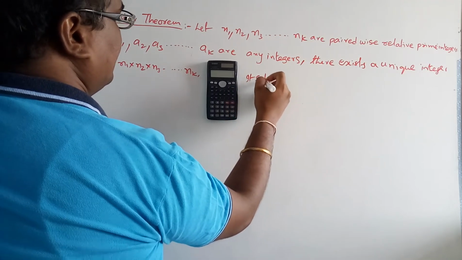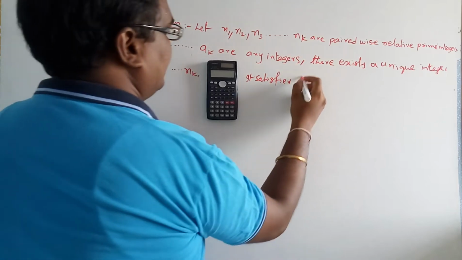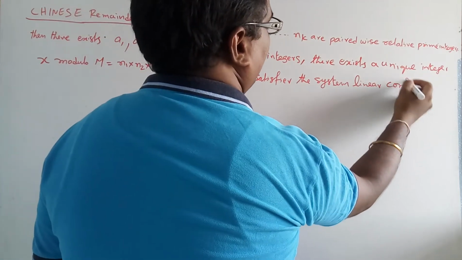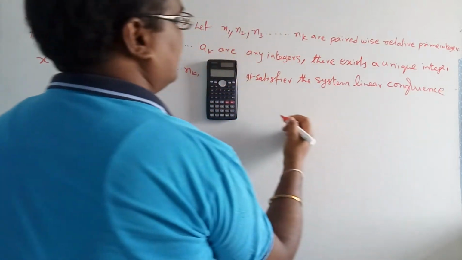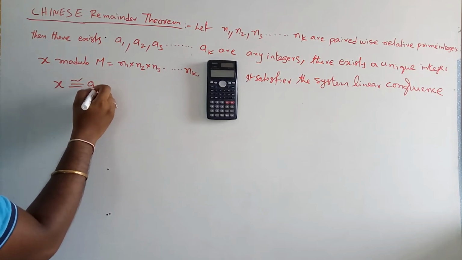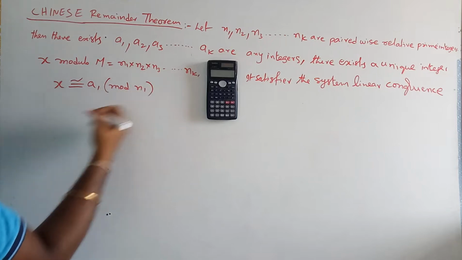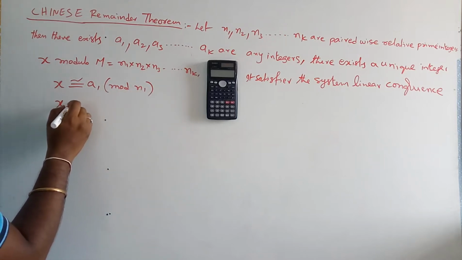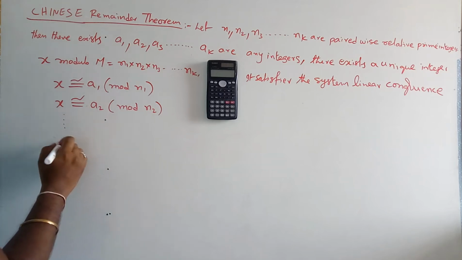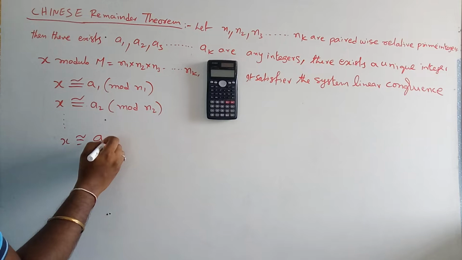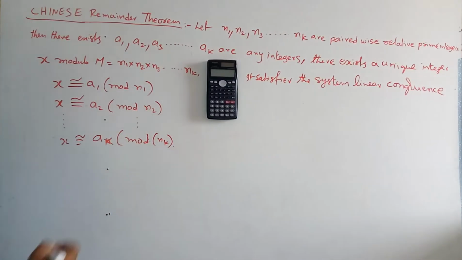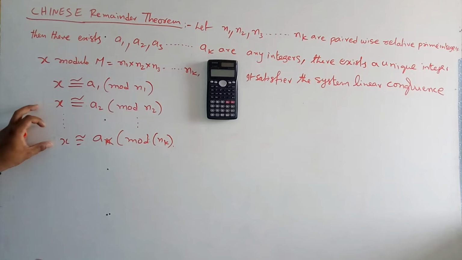It satisfies the system of linear congruences: x is congruent to a1 mod n1, x is congruent to a2 mod n2, and so on, x is congruent to ak mod nk. This is the Chinese remainder theorem.